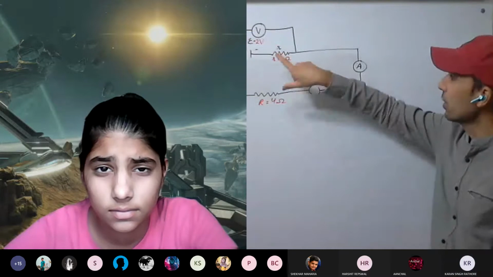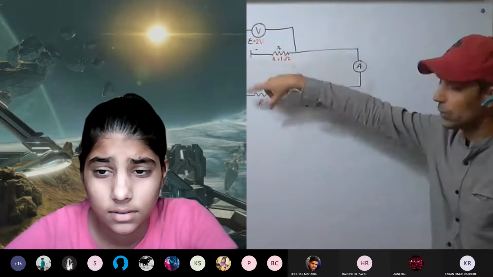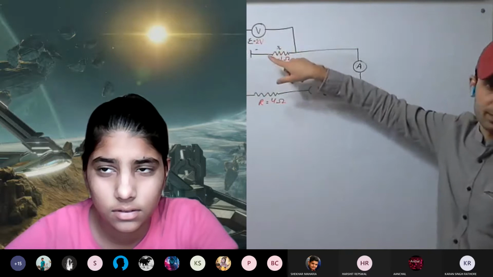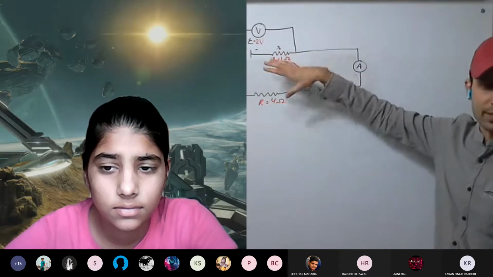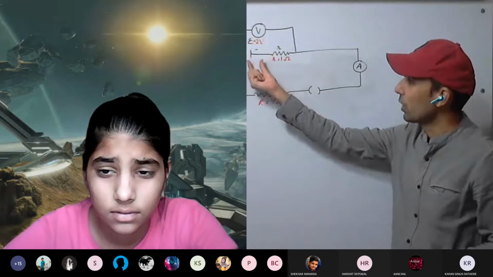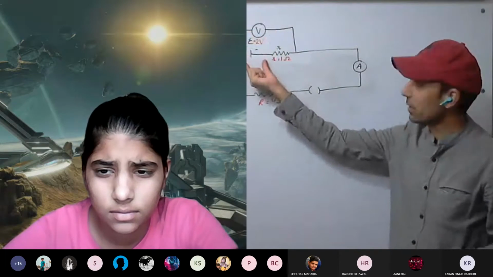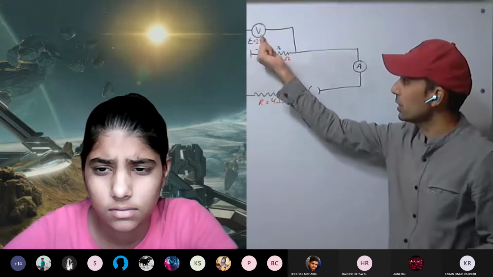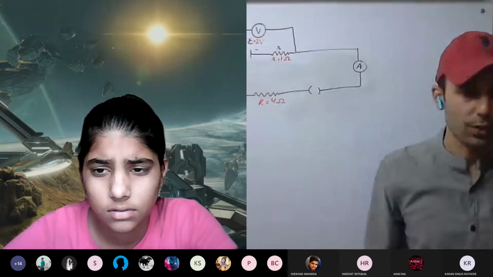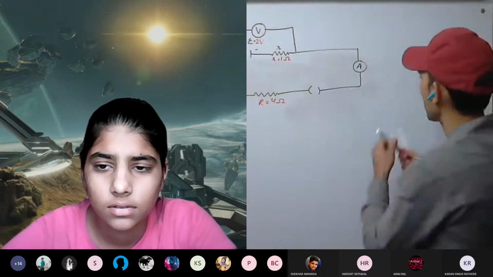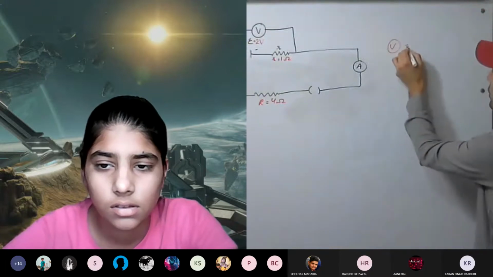We have discussed that when the terminals are open, the current flowing through the circuit is 0. 0 means no internal resistance. There will be no resistance offered because current flow is not there. So the voltmeter will be showing what? Whatever the EMF of the cell is. So when the circuit is open, the voltmeter will show the EMF value. So how much will it be? Voltmeter reading equals 2 volts.